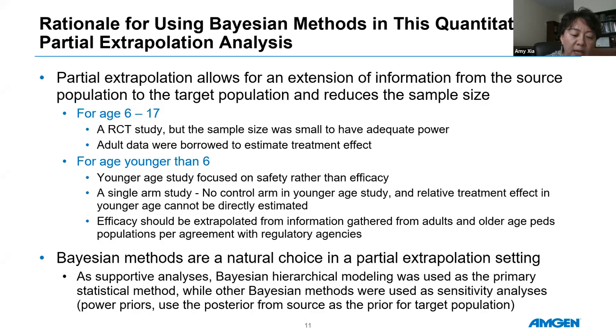Per the agreement with the regulatory agencies, efficacy should be extrapolated from information gathered from adult and older pediatric populations. So as a supportive analysis, Bayesian hierarchical modeling was used as the primary statistical method in this partial extrapolation setting. We also used two other Bayesian methods as sensitivity analyses, and the results are pretty robust.